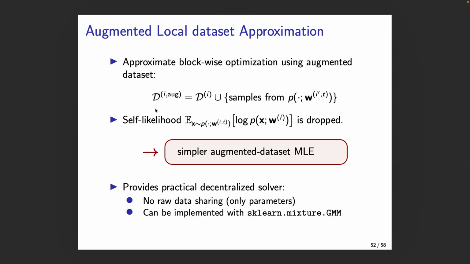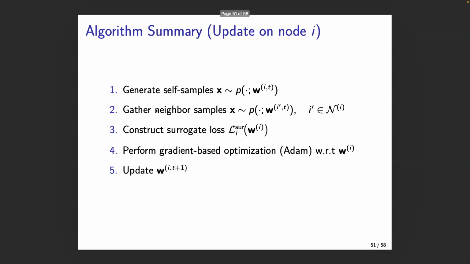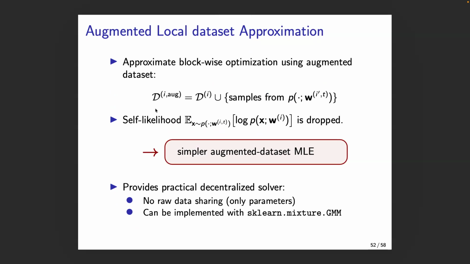And in many cases, it is as good as optimizing the full surrogate loss. In fact, this is part of your assignment for this lecture. In this assignment, you will have to train the GMM models in a federated manner by constructing this augmented data set. Basically, the only thing we do here is drop one of the terms in this surrogate function.